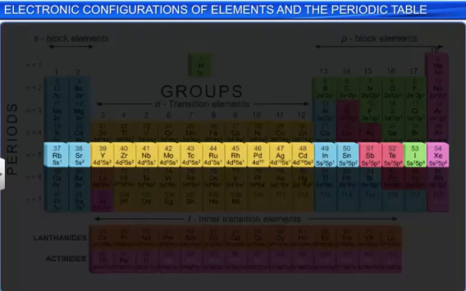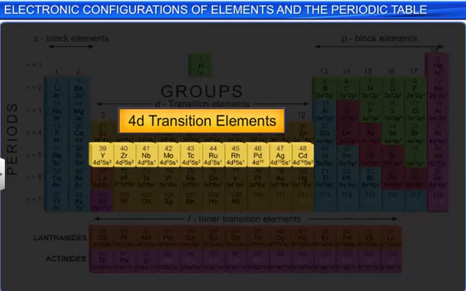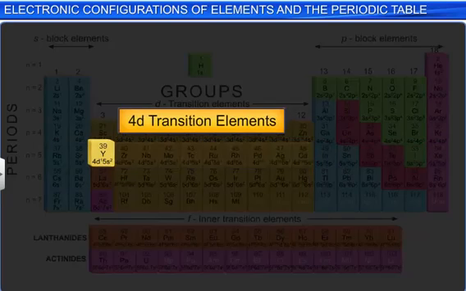The fifth period corresponds to the filling of electrons in the fifth energy shell, where n equals 5. This period contains 4d transition element series, which starts with yttrium that has an atomic number 39 and ends with cadmium with atomic number 48.